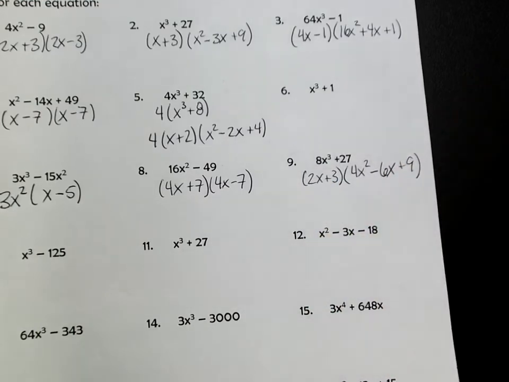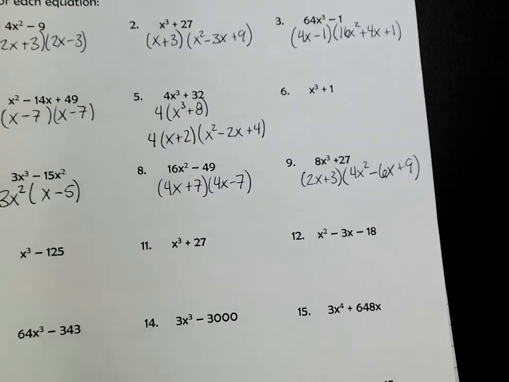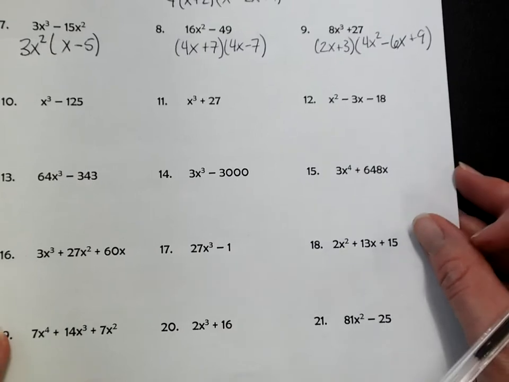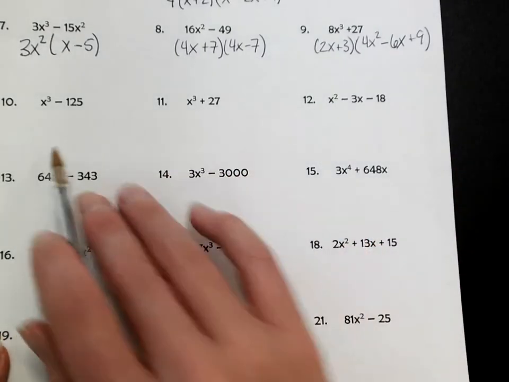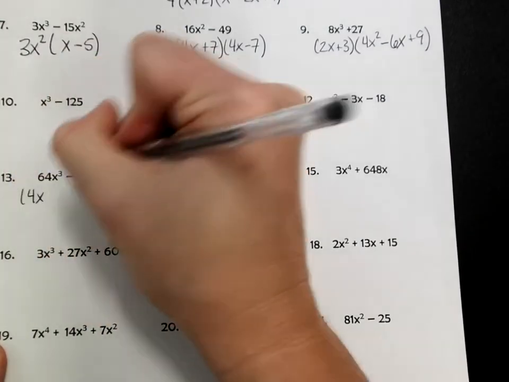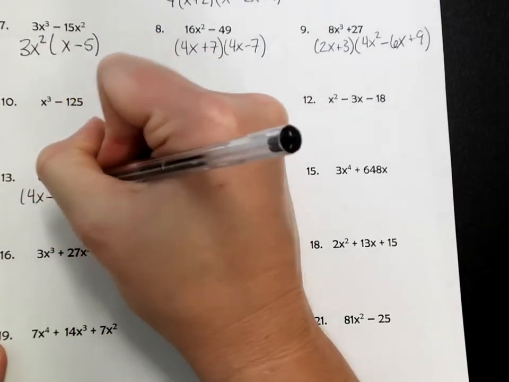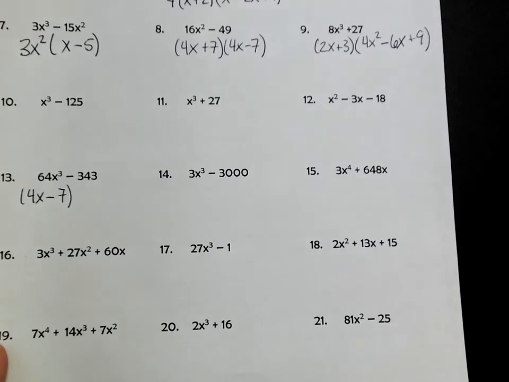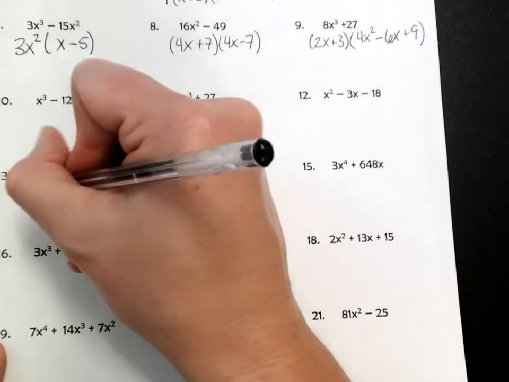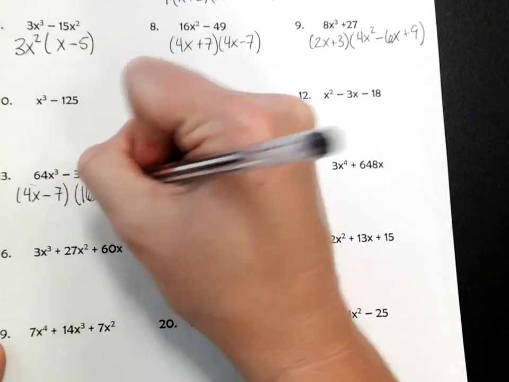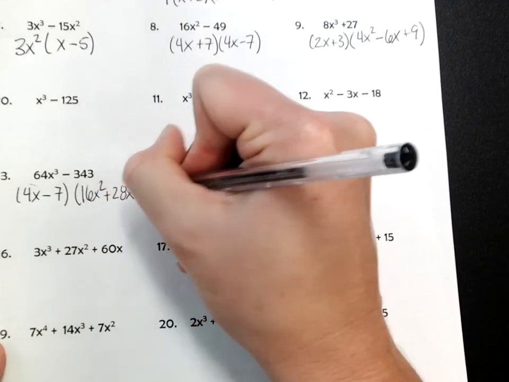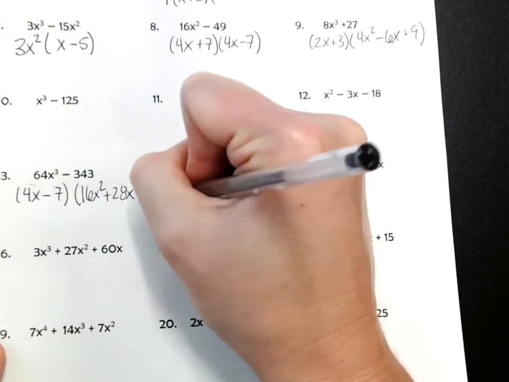Okay. Let's look at another one that's kind of similar to that. What about question number 13? Okay. 13. Here's some more perfect cubes. Feel free to work those out on your own. This one is going to be 4x minus 7 for your first term. Okay, that's again just taking the cube root of both. After that, then again you square it, 16x squared, multiply them together and change the sign, square the last one.